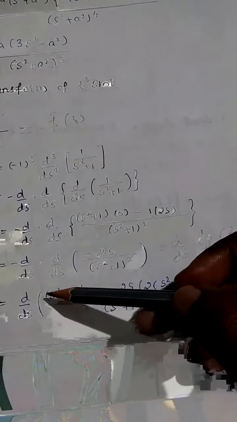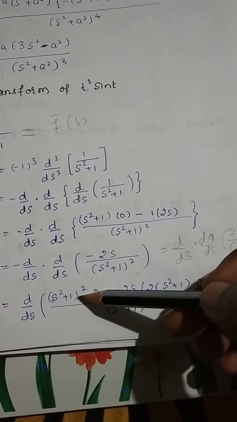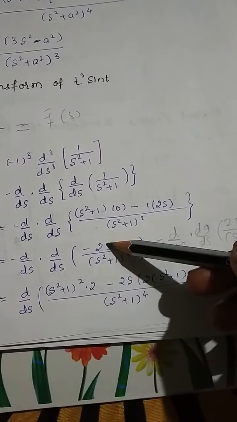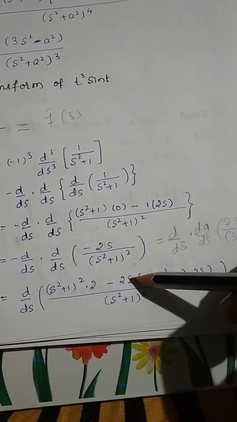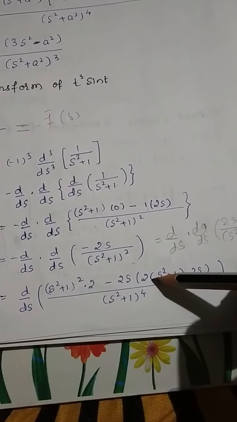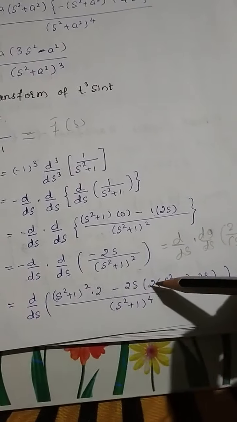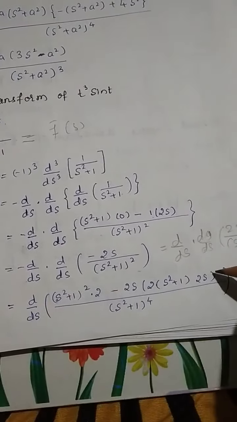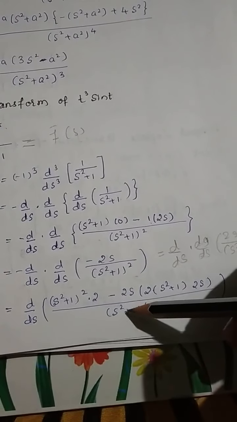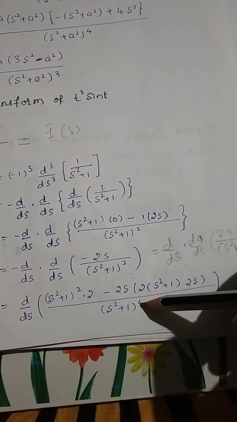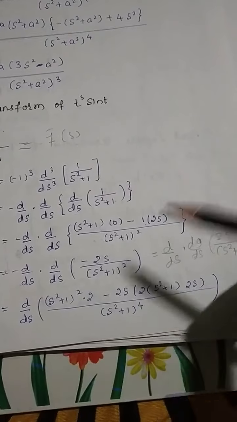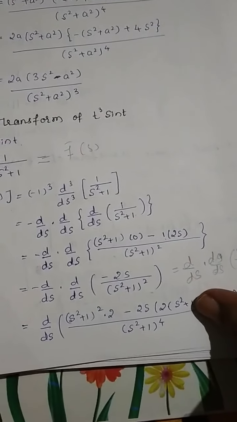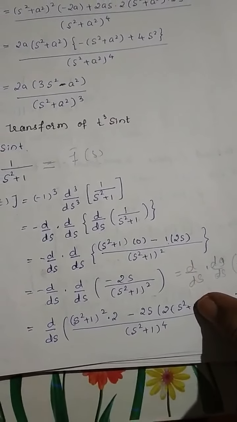Now we need to differentiate 2s upon (s square plus 1) whole square. Using the quotient rule: derivative of 2s is 2, minus 2s into differentiation of (s square plus 1) whole square, which is 2 into (s square plus 1) into again differentiation of s square plus 1, that is 2s, upon (s square plus 1) whole raised to 4. Here (s square plus 1) whole square into itself becomes (s square plus 1) whole raised to 4.